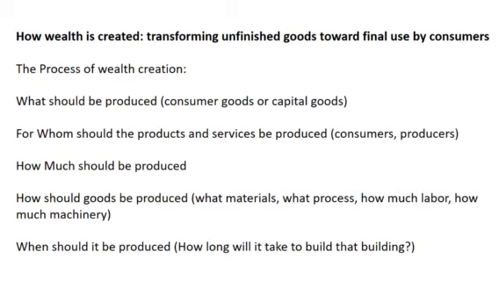So wealth is created from transforming unfinished goods towards final use by consumers. And this is how the process of wealth creation goes. So what should be produced? Consumer goods or capital goods? So the entrepreneur sits back and goes, well, what need is there out in society that I can fulfill? Can I make capital goods that other producers need to make their final goods for consumers? Or can I make a final good? Which brings us, of course, to whom should the products and services be produced for? Consumers or producers.